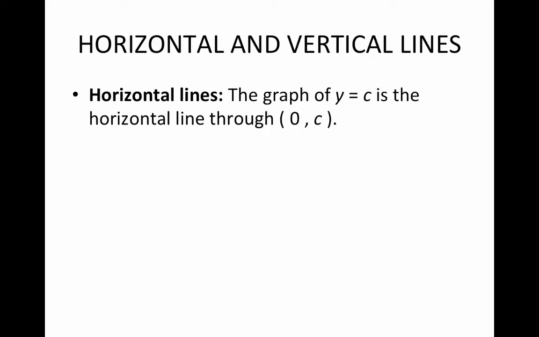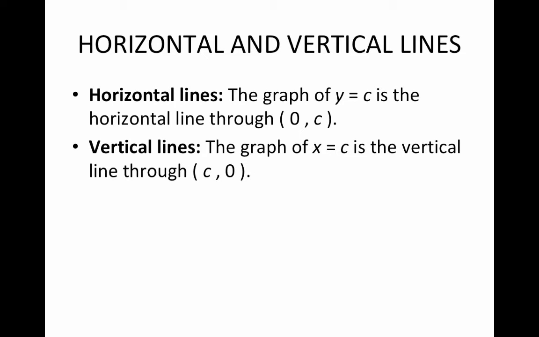Okay, horizontal lines and vertical lines are our 2 special cases. Remember, horizontal lines have a slope of 0. They are going to be written in the form y equals c, and they go through the point 0, c. Vertical lines, remember, those have undefined slopes, and they're going to have an equation of x equals c, and they're going to go through the point c, 0.